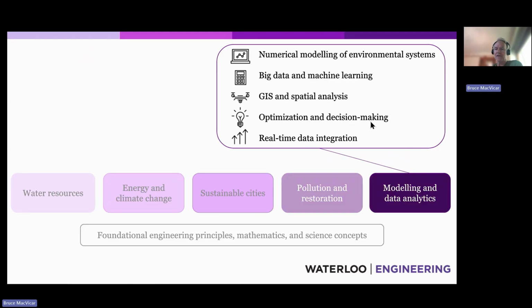And then the last one is more of a general specialization, but it's about modeling and data analytics. So there's a huge need for environmental engineers that are comfortable with programming, with working with big data, machine learning, all those types of tools that are so important now and really revolutionizing many, many different fields. So this connects you to that.